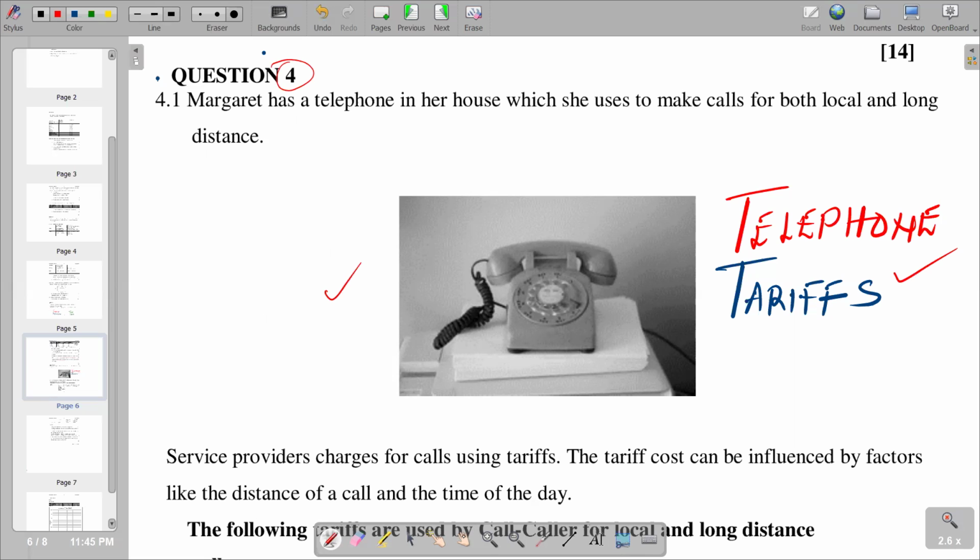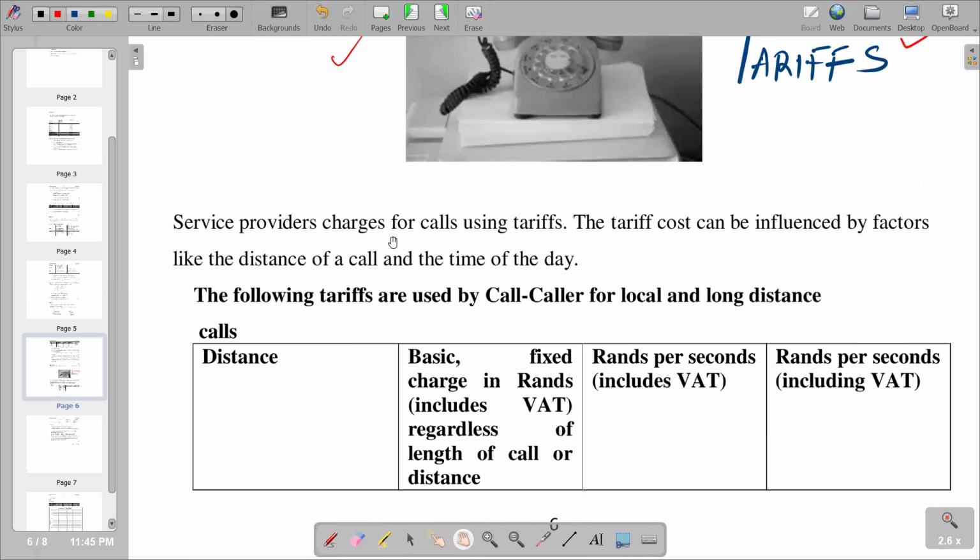Beneath that, it reads service providers charge costs using tariffs. The tariff cost can be influenced by factors like the distance of a call and the time of the day. So the following tariffs are used by the caller for local and long distance calls. You are given a table with a column for distance. We also have a column for basic fixed charge in rands, which includes VAT, regardless of length of call or distance.